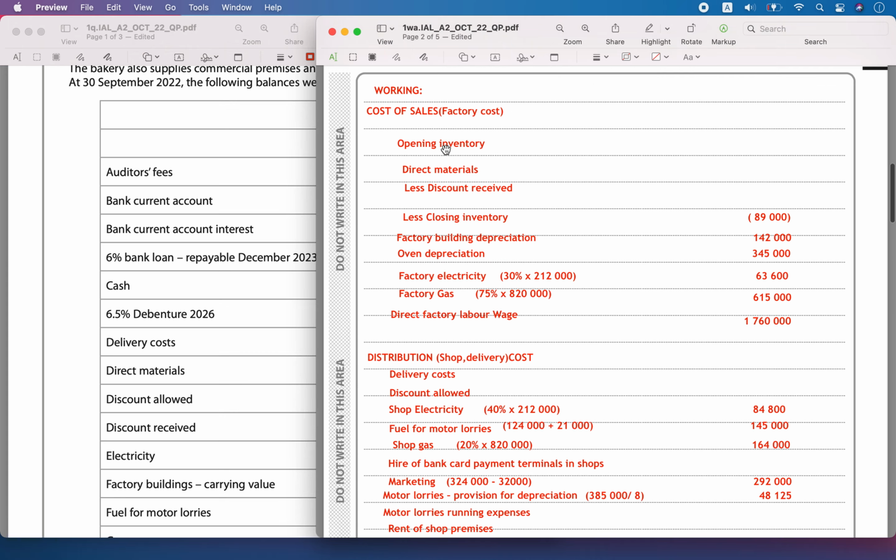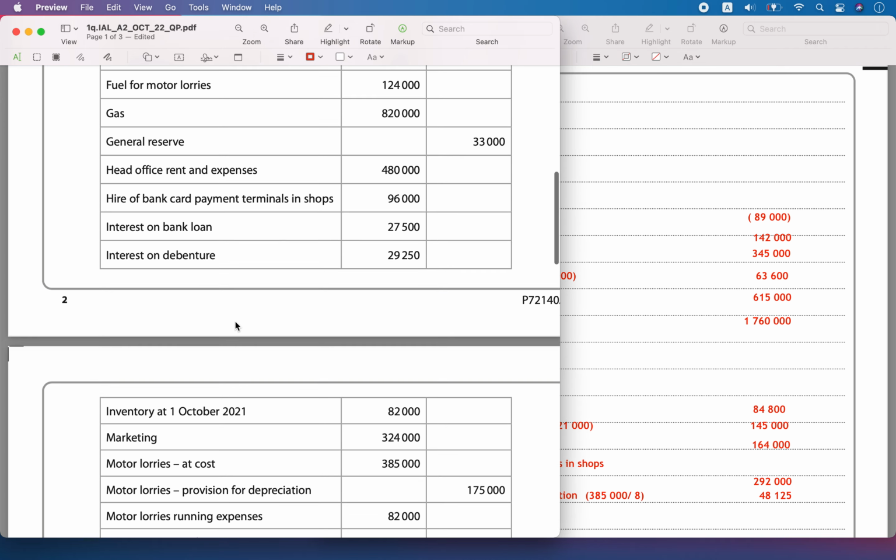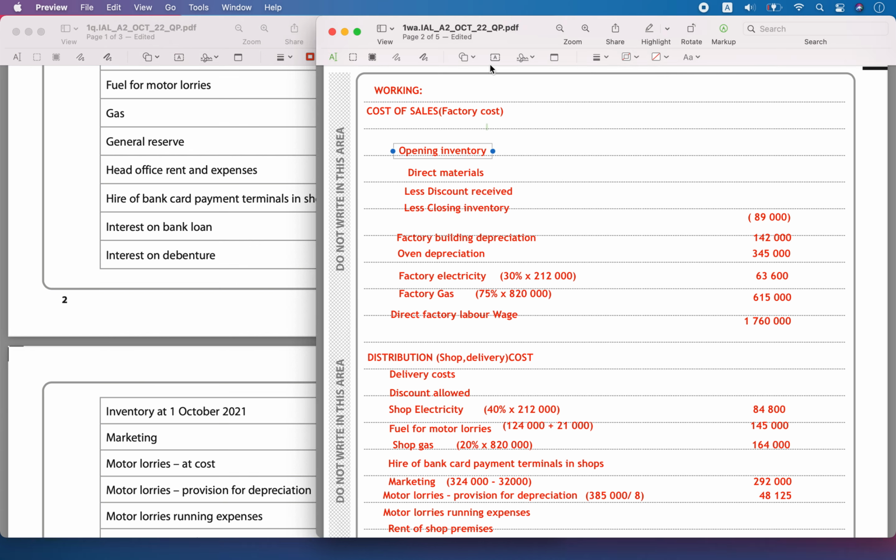First, let's calculate the cost of sales. Opening inventory plus the direct materials minus the closing inventory. Opening inventory, we saw that it is 82,000. So let's write it here.